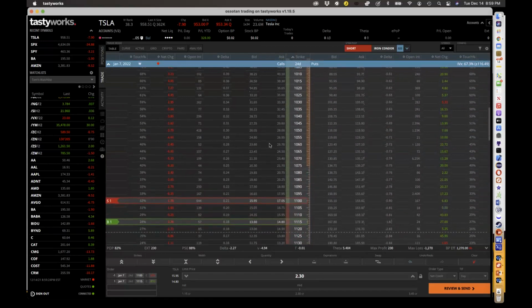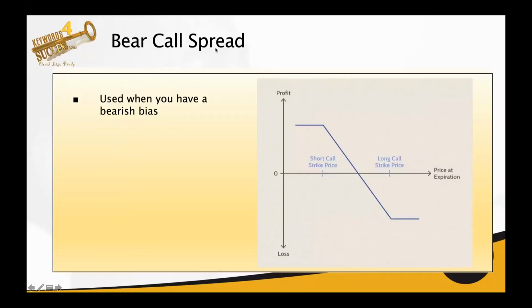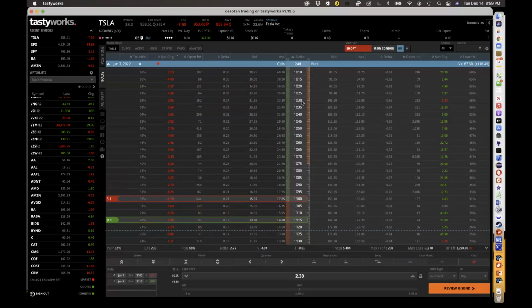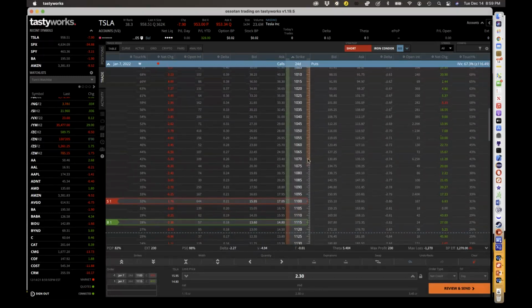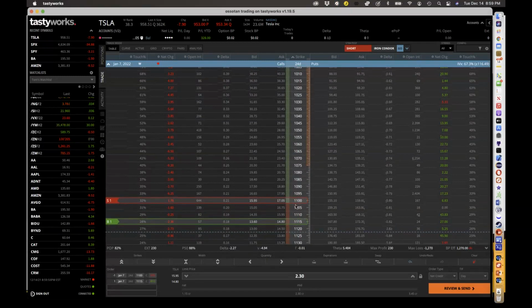So if I want Tesla to touch my short strike, I will make it here, collect $2.30, $230 in 24 days. I'm safe here. So the bear call spread is bearish. That means you want the stock to go down. That's why you're selling it here. As long as the call doesn't reach your short strike, stay. What happens if the stock reaches your short strike? We talked about it in the first slide. It's called managing your trades.